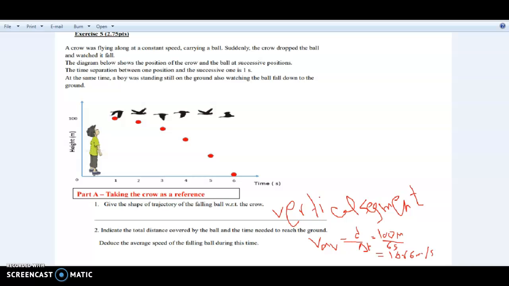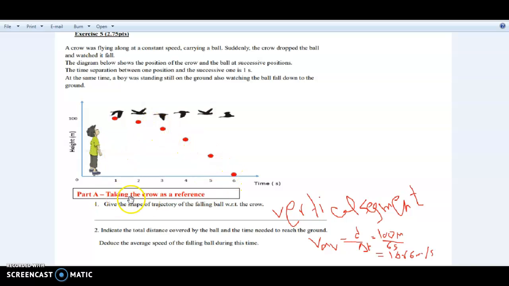A crow was flying along at a constant speed, carrying a ball. Suddenly the crow dropped the ball and watched it fall. So it moves on a parabola, on a curve as shown in the figure. The diagram below shows the position of the crow and the ball at successive positions. The time separation between one position and the successive one is 1 second, and at the same time a boy was standing still on the ground, watching the ball fall down to the ground.